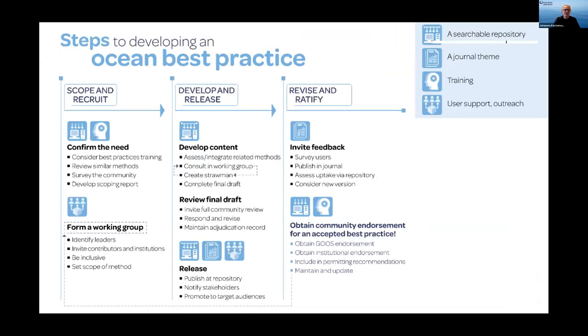Then what is outlined here in this infographic is really how to develop what we consider the normal way of developing an ocean best practice. Each of these icons stands for a certain feature of the OBPS, the Ocean Best Practice System. You see them in the upper right: search, repository, journal, training, and user support. And we differentiate three groups for the development: scope and recruitment, develop and release, and revise and ratify.